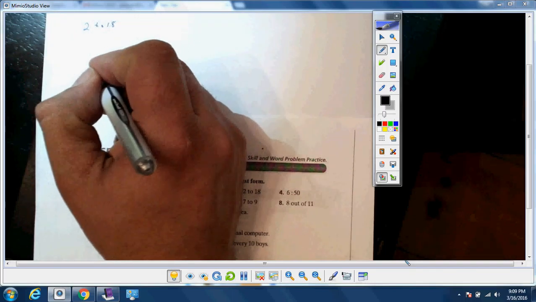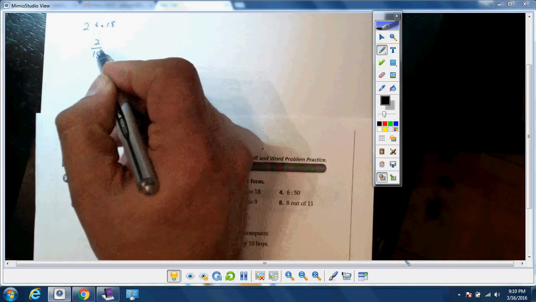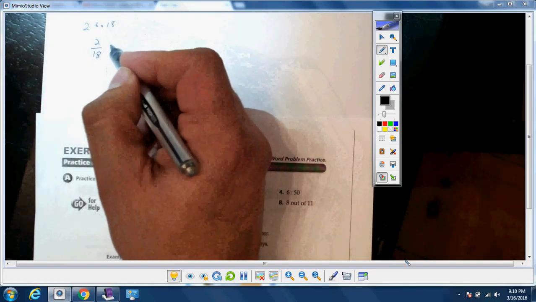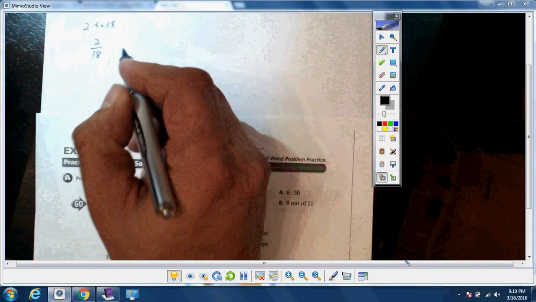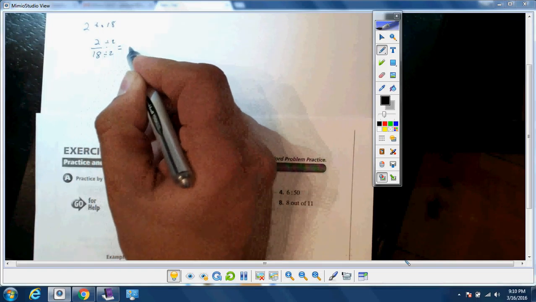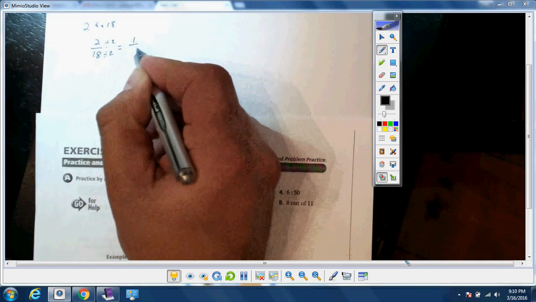Number 3 is 2 to 18, which can also be written as 2 over 18, which is the way I prefer to write ratios. Because it says to write each ratio as a fraction and then put it in its simplest form. Well, I know that I can divide both the top and the bottom by 2, which puts it to the simplest ratio of 1 to 9. And that's what that ratio says.